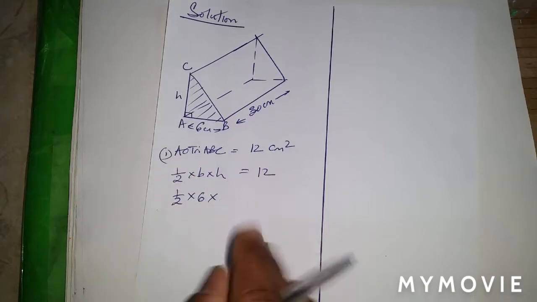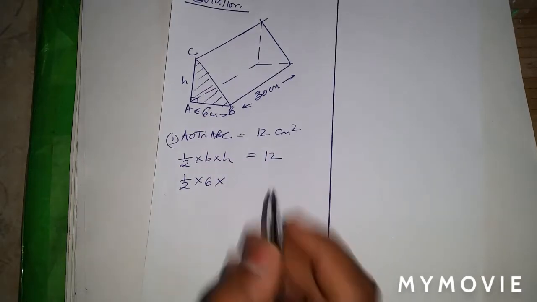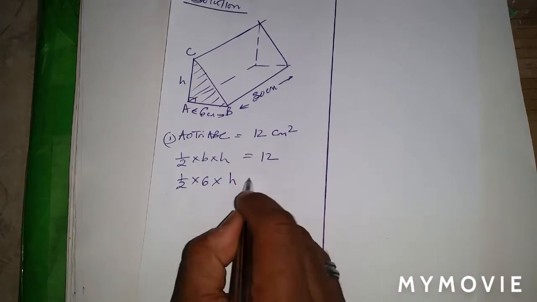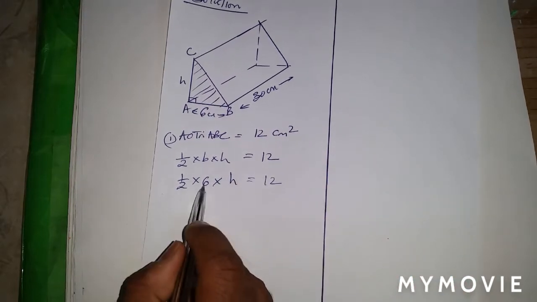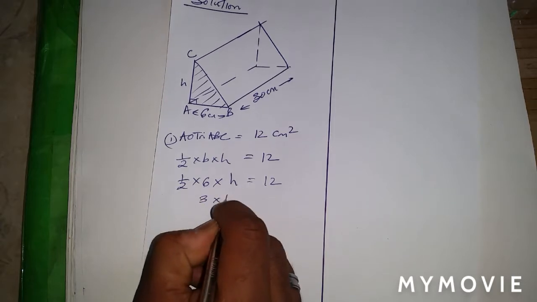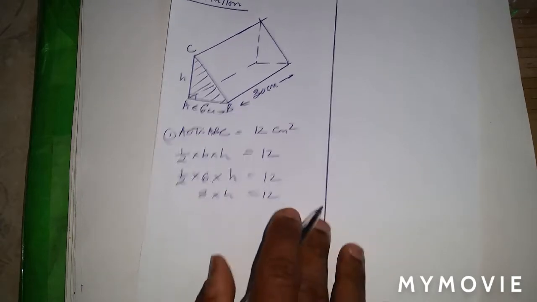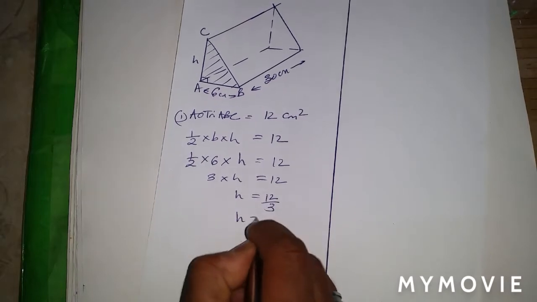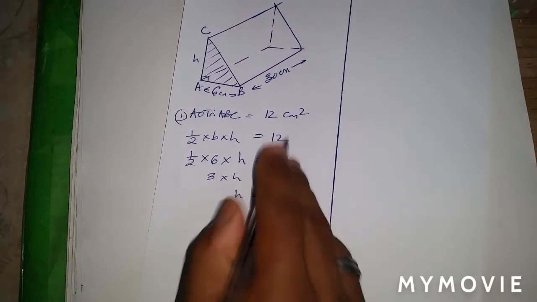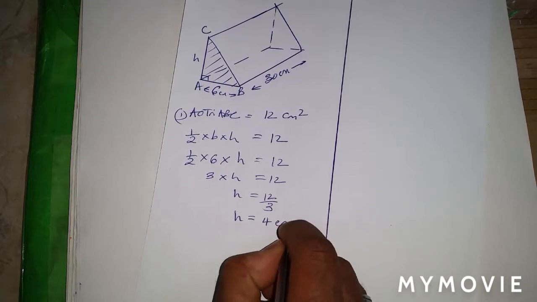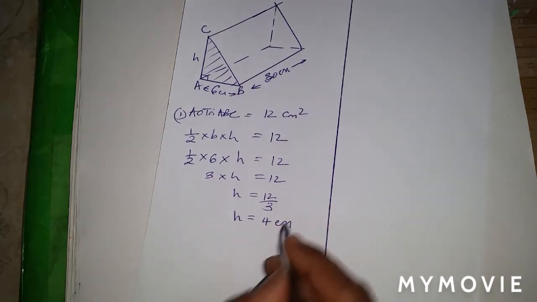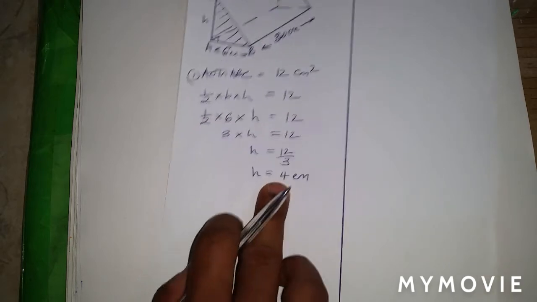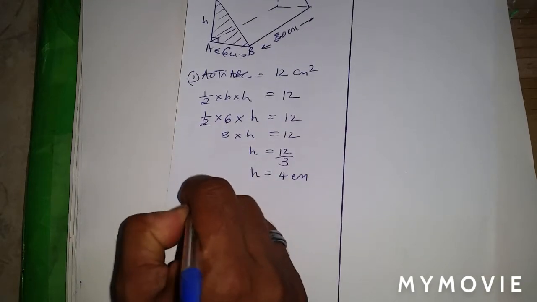So in order to calculate the length of H, we just want to make H the subject, or transpose for H. Half times 6 is 3. 3 times H equals 12. So H would be equal to 12 over 3, and H would be equal to 4. And the units are centimeters, so we just indicate centimeters there. So this would have been the solution to part 1 of the question, which asks you to find the length of AC. Moving on to part 2.